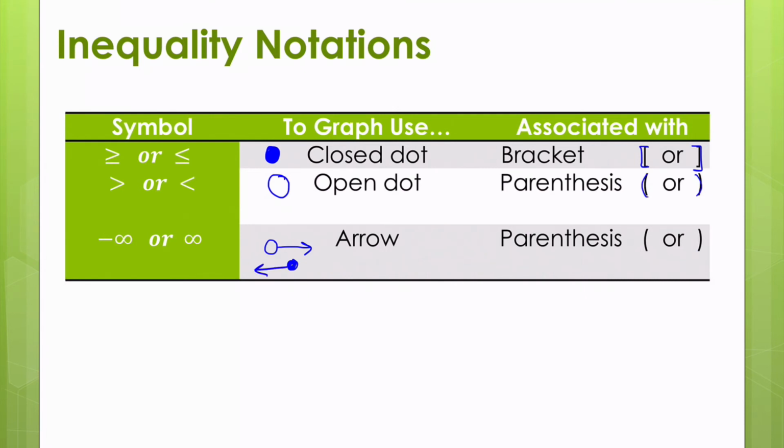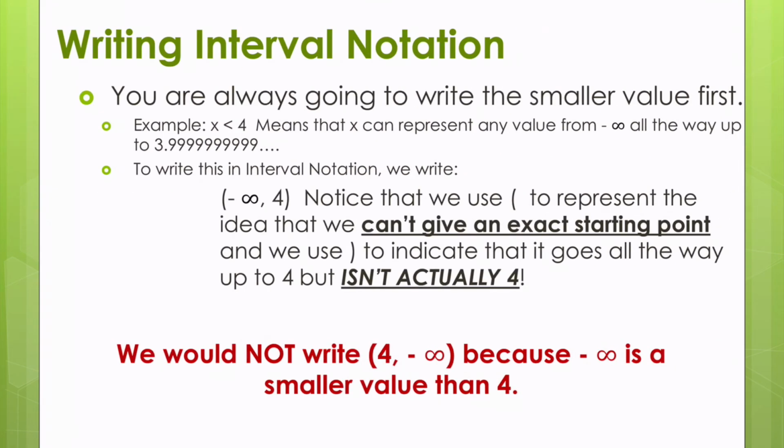And whenever I'm talking about infinity, because I can't narrow down and say exactly what number it is, we're going to be using our parentheses because it's going to tell us that we can't exactly pinpoint that starting or ending number. A few other things about when you're writing interval notation. You're always going to write the smaller value first. So for example, here's what I mean by that. We have x is less than 4, and that means that x can represent any value from -infinity all the way up to 3.999999999, and it would keep on going forever.